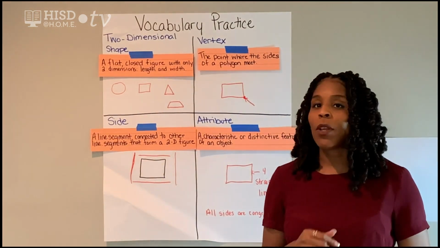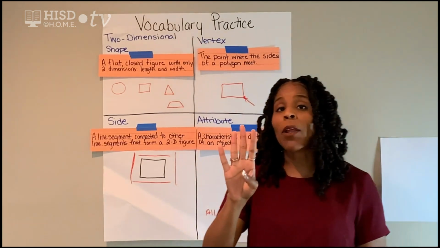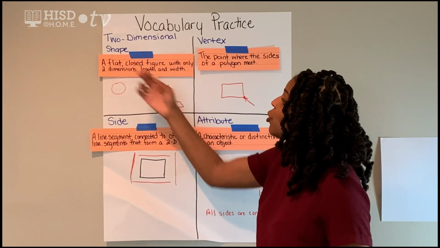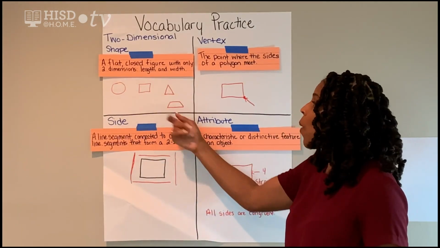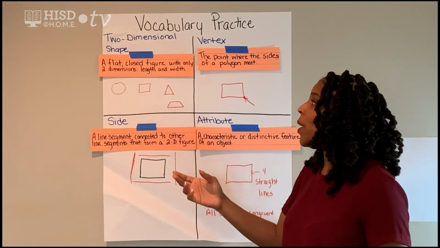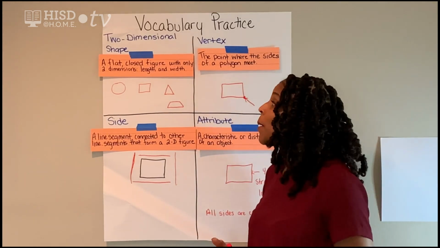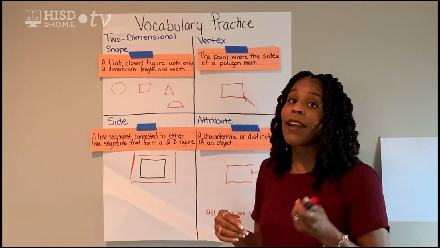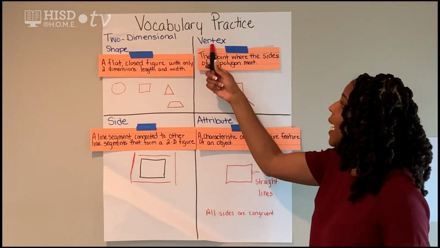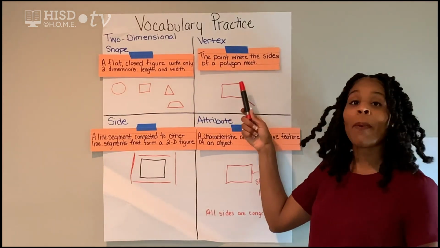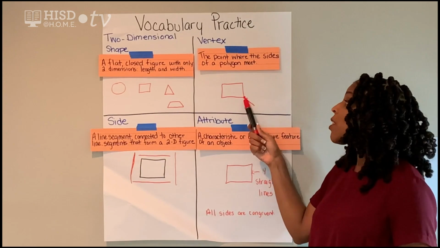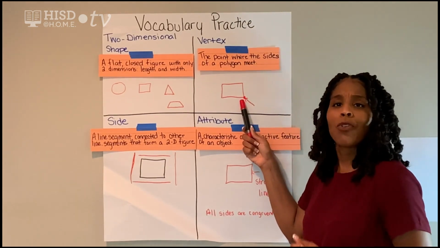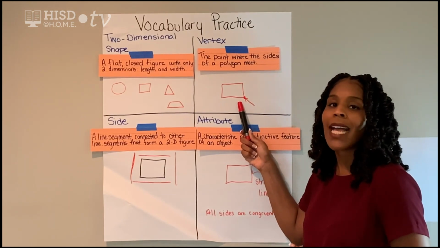So let's review really quick. We have four vocabulary words that we're going to be using throughout today's learning. Two-dimensional shapes. We have a circle, a square, a triangle, a trapezoid. Remember, two-dimensional shapes are with the two dimensions of a length and a width. Our next vocabulary word is vertex. It's the point where the sides of a polygon meet. So this is my point where these two sides meet. And I have a dot there so you can really see where those two sides meet.